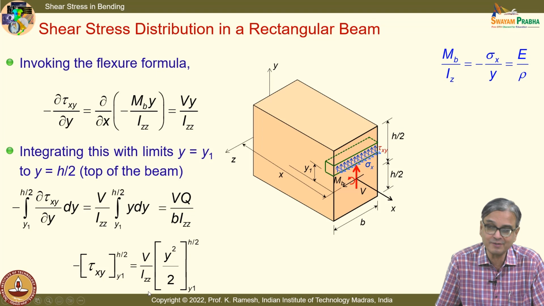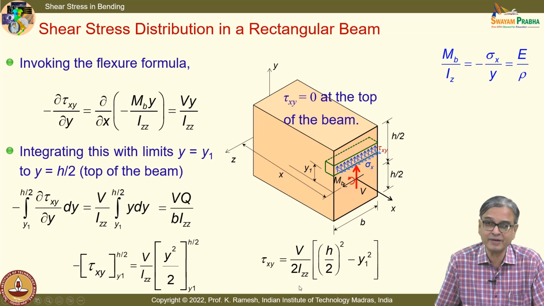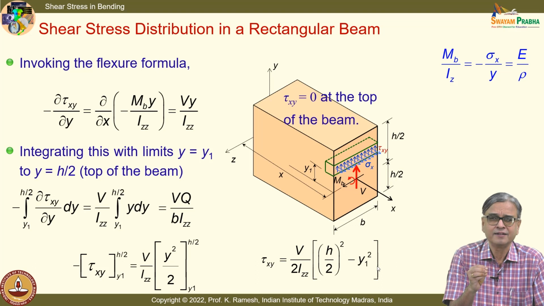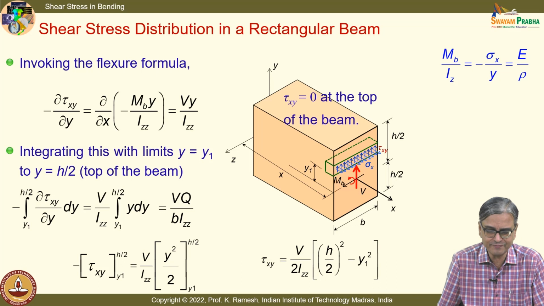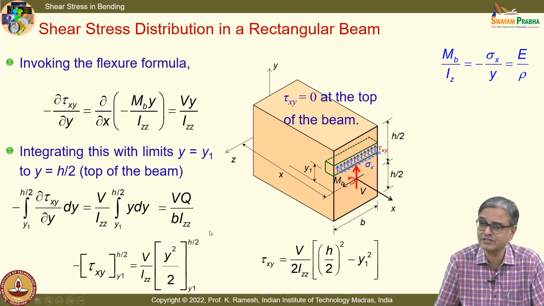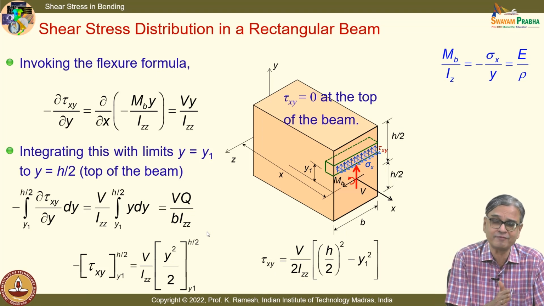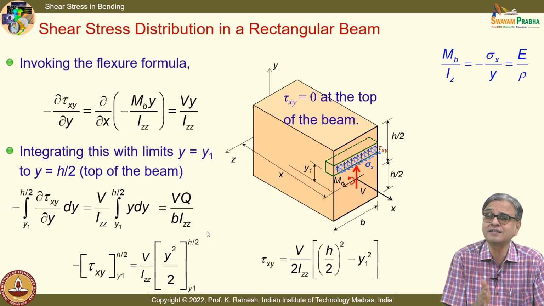So, I have this as v by Izz y squared by 2 from y1 to h by 2, and tau xy equal to v by 2 Izz into h by 2 whole squared minus y1 squared. This was the expression that we were able to calculate based on VQ by bIzz. So, you have the identical expression and you have the satisfaction that you have also used the differential equations of equilibrium, and it also gives a confirmation that what we have done are consistent mathematically.